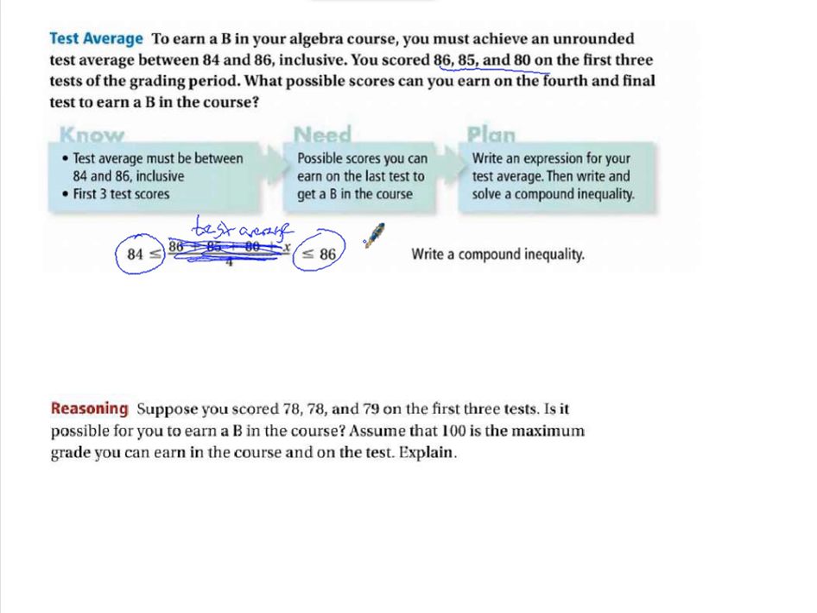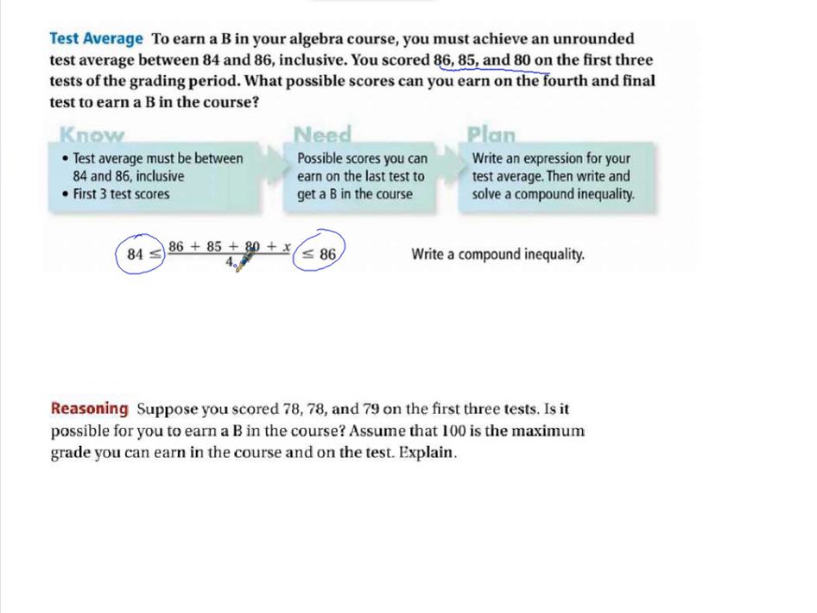Okay? Well, how do you calculate an average? Add all the scores together and divide by the number of scores that you had. So that's what they're trying to show you right here. We add all the scores together. Here's the 86, here's the 85, here's the 80, and then here's the X. Where did that X come from? It's the last test score. We don't know what that score is yet. So we have to include it so that we can figure out what that score has to be. And then we're going to divide by the number of tests that we're taking in this quarter, which is 4.